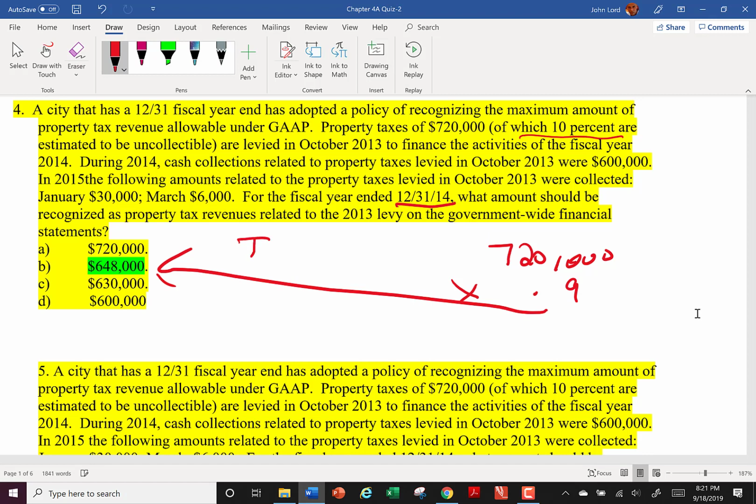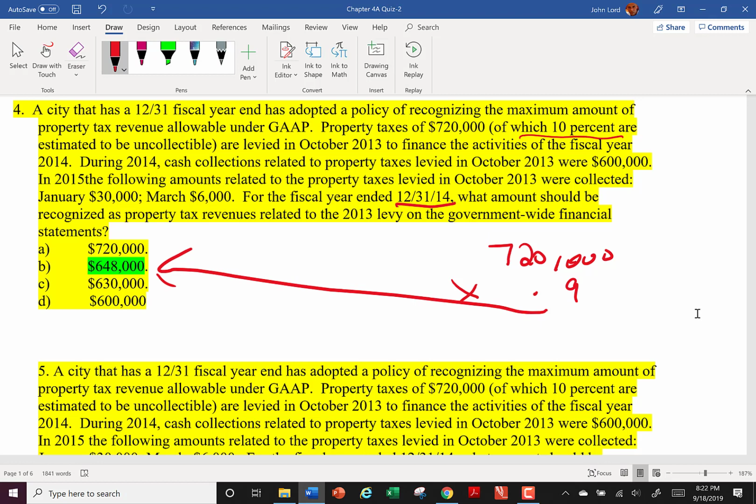In 2013, we'll debit tax receivable. I'm not going to do the journal entry for this one because it gets a little more complicated when you have an allowance in there. But we have to remember to do what? We have to remember that we reduce the revenue by the amount we think we're not going to collect.